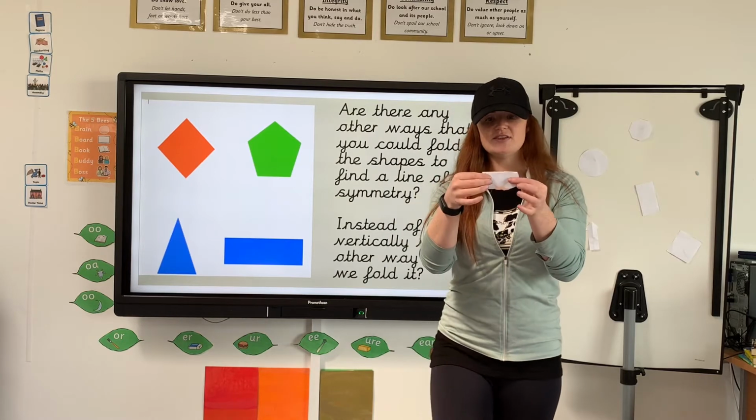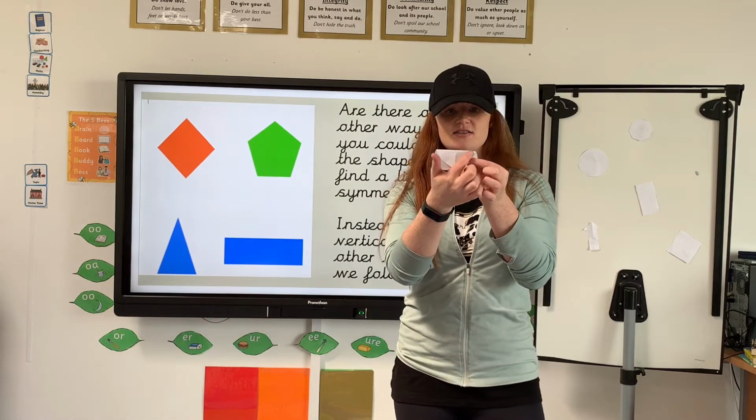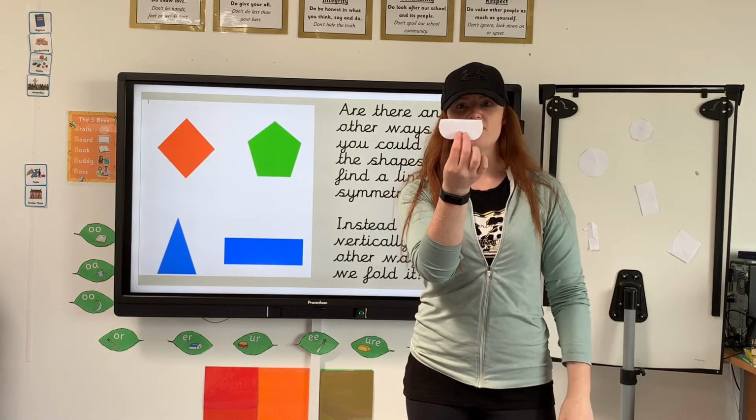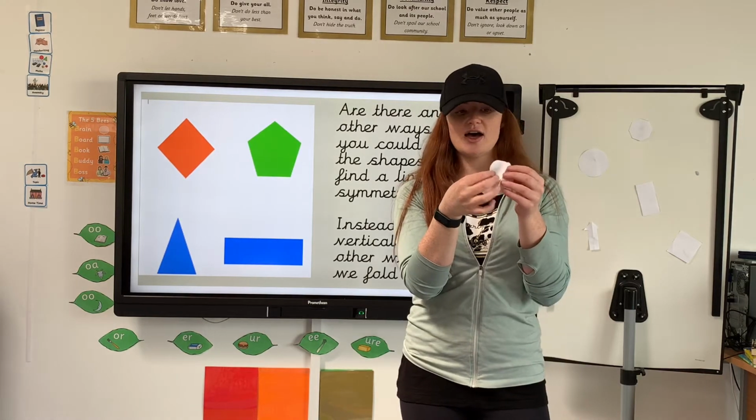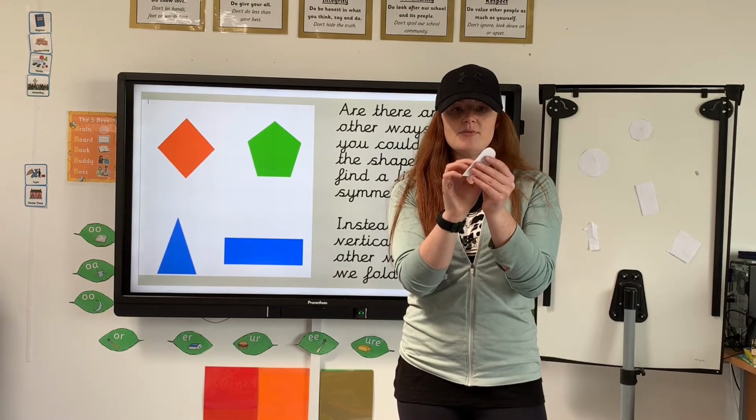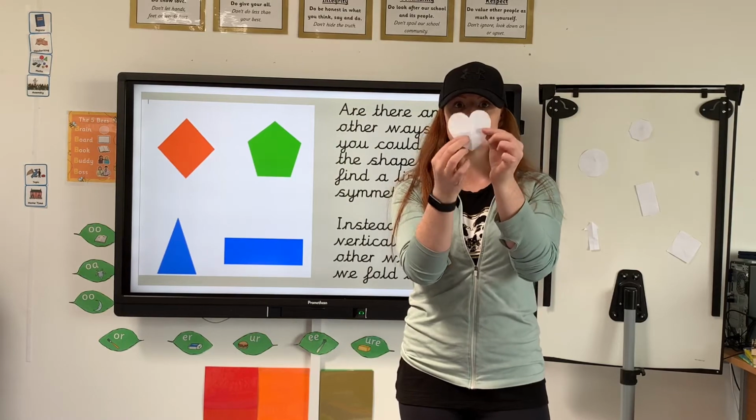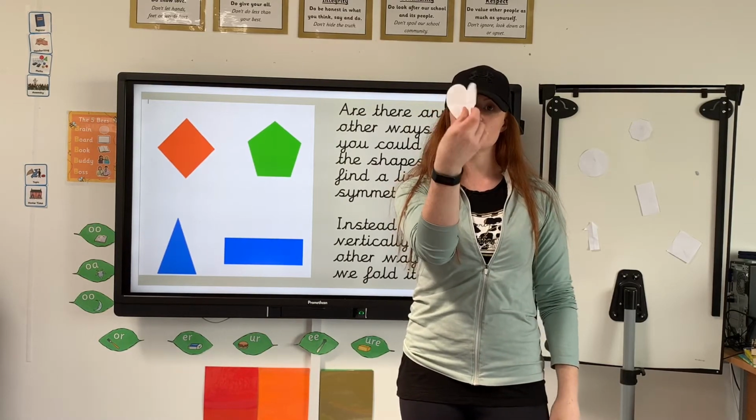And I can see here the differences. So this side looks like that, and this side has the top of the love heart. So I know that it does not have a horizontal line of symmetry, but again, it does have that vertical line of symmetry because it looks exactly the same both sides.